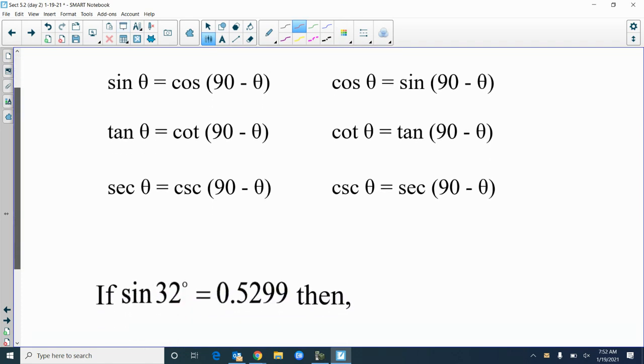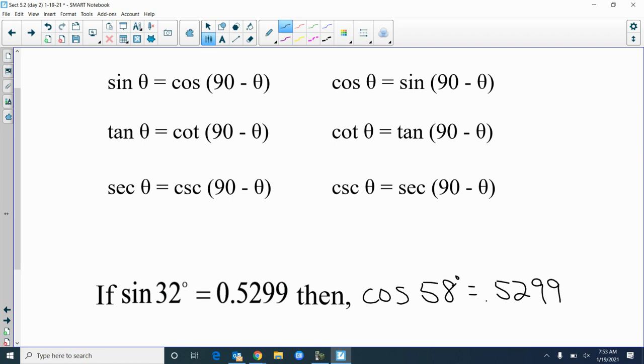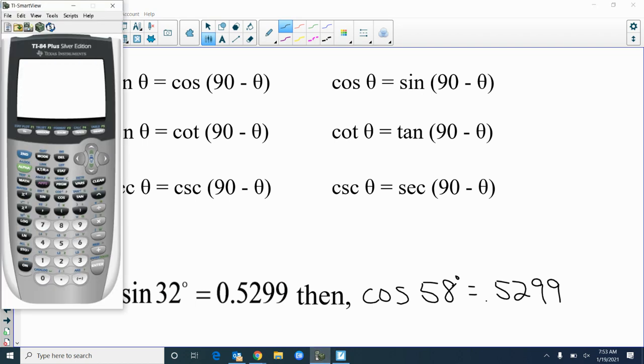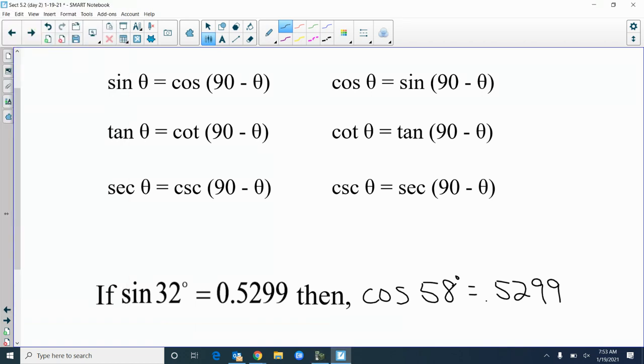And just look at this here. So think about this. The sine of 32 degrees equals 0.5299. Then what can you tell me without touching your calculator? Then what has to be true? Then the cosine of what? Whatever 90 minus 32 is, which should be 58. Then the cosine of 58 has to equal 0.5299. Okay, always going to be the case.